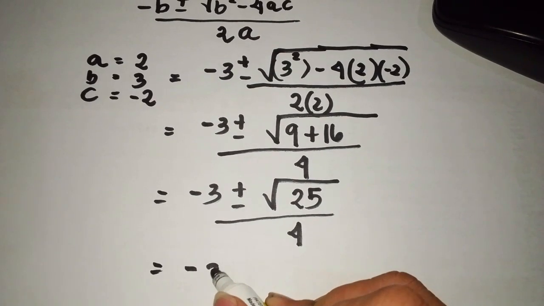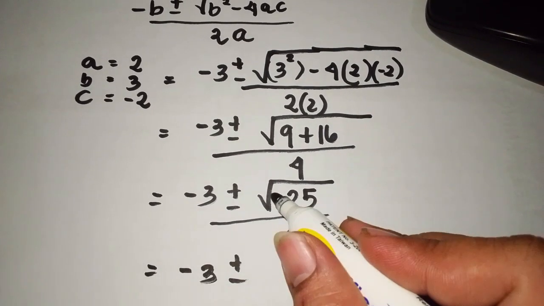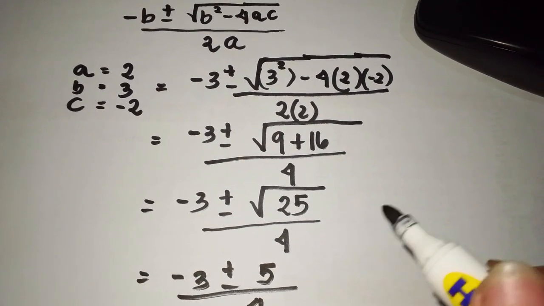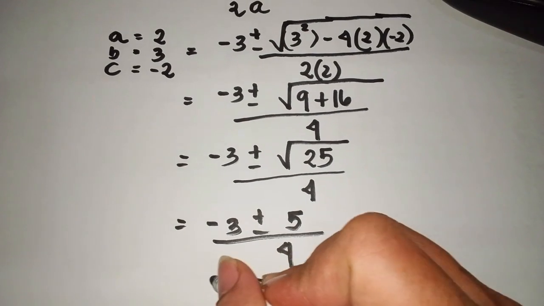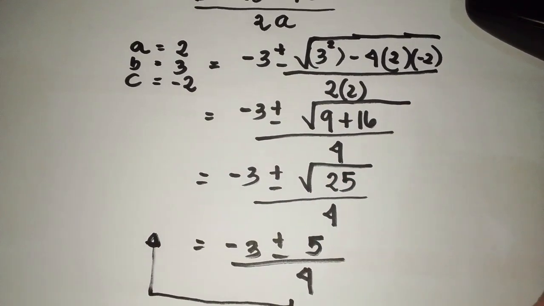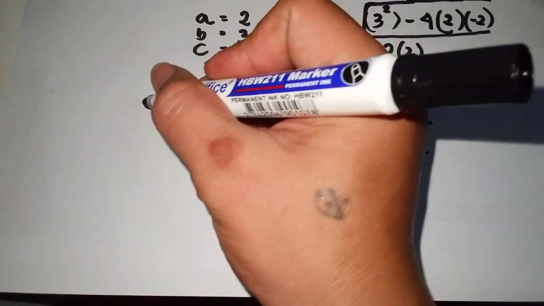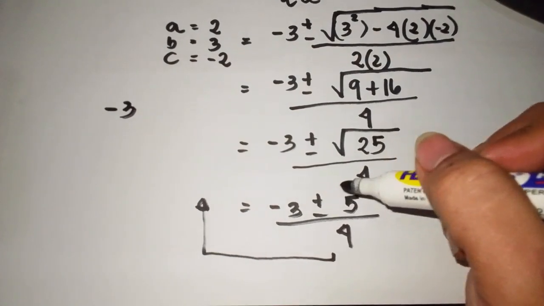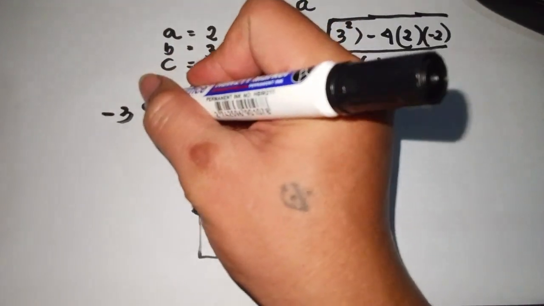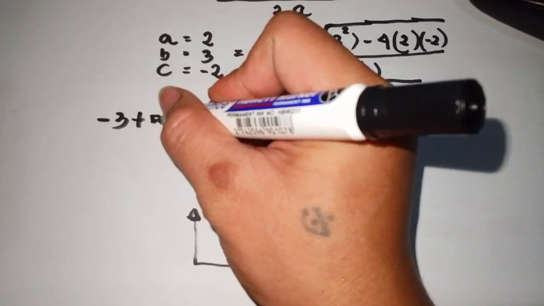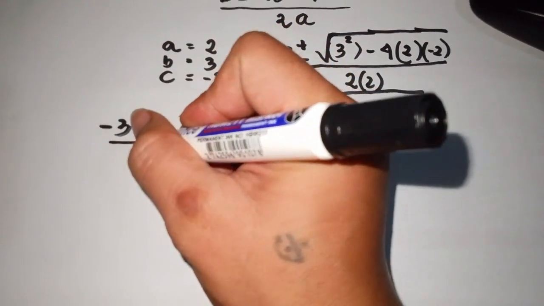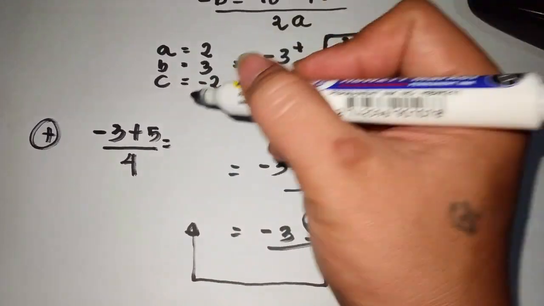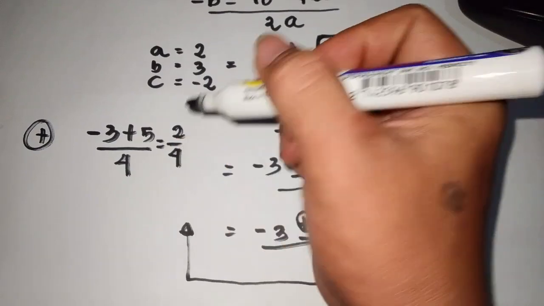Remember guys that 25 is a perfect square number. So negative 3 plus minus 5 all over 4. Now we can operate by two diverse operations, plus and minus. Okay, so I write it here on the left side. With the positive first, the addition: negative 3 plus 5 all over 4. So negative 3 plus 5 will give us 2 all over 4, or 1 half.